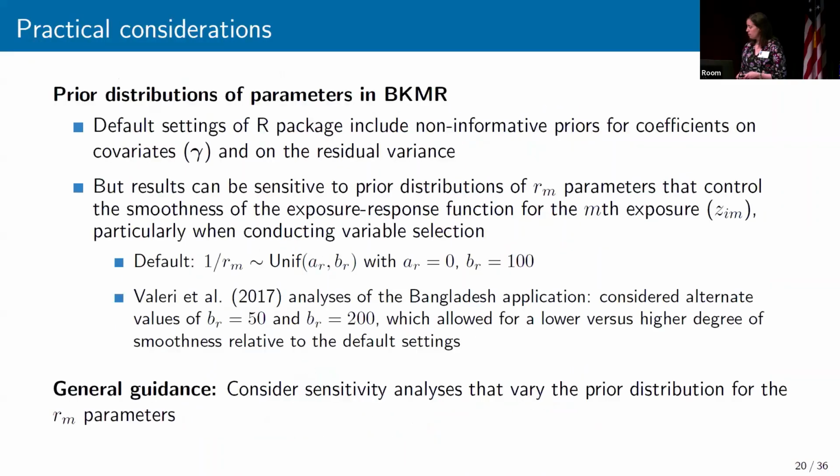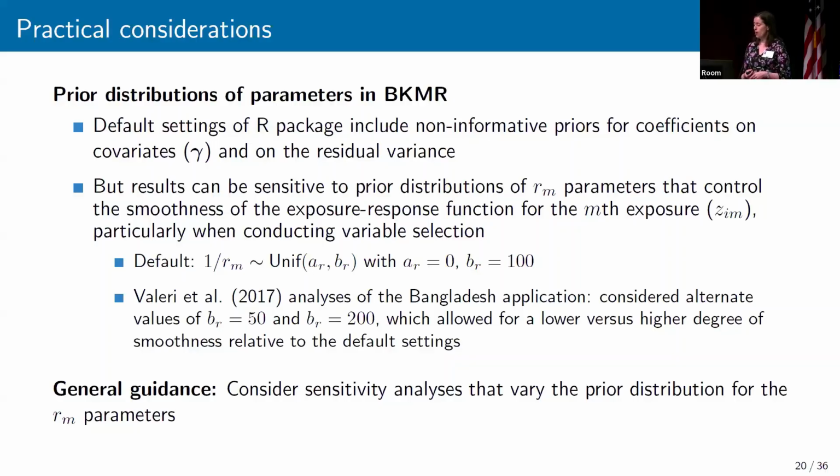Let's see. Okay. So another practical consideration, as I talked about prior distributions, they can encode prior knowledge if you have it, but more likely you might not want to encode prior knowledge. You might want to say, I just want the data to really tell me where there's support in the data for these parameter values. So the default settings in the R package include non-informative priors for the coefficients on our covariates and for the residual variance.